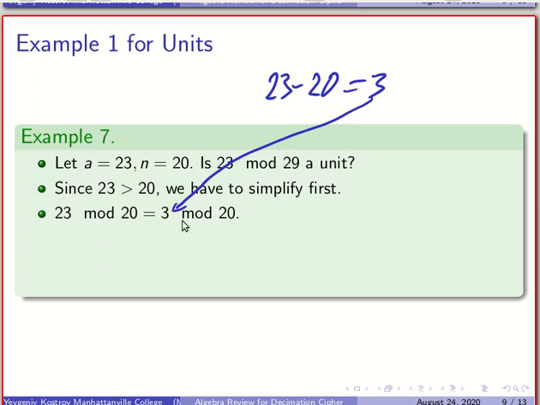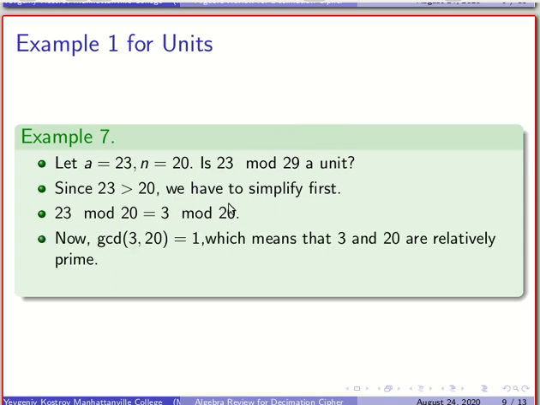But now we see that 3 is less than 20, so we can redo the things that we did in the previous example. Since 3 is a prime number, the greatest common divisor would be 1, because there are no other factors of 3 besides 1 and 3. And 3 definitely does not divide 20. So that means that 3 and 20 are relatively prime. And then since they're relatively prime, we conclude that 23 mod 20 is a unit.